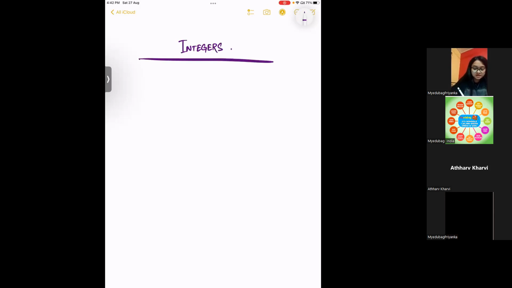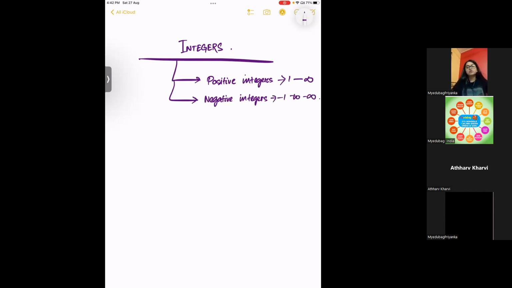You have told me that there are two types of integers, positive integers and negative integers, right? So positive integers start from 1 to infinity. And negative integers start from -1 to -infinity.